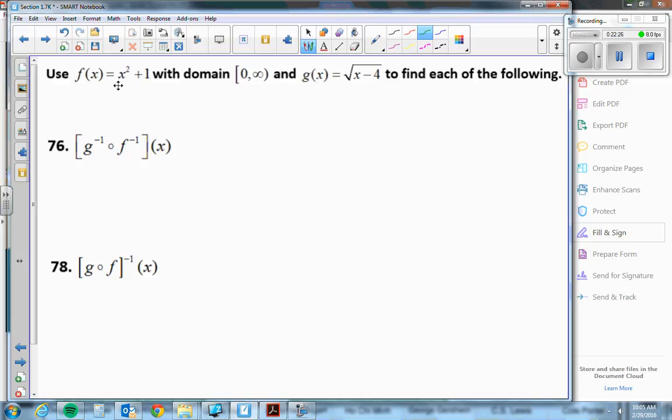Look, what is the opposite of squaring and then adding 1? Subtracting 1 and square rooting, right? So the inverse should be the square root of x minus 1. And here, the opposite of subtracting 4 and then square rooting is squaring and then adding 4.